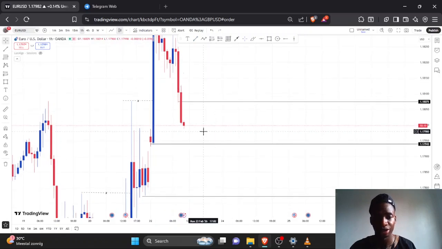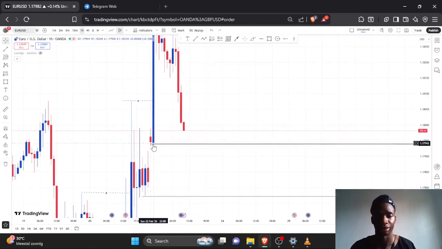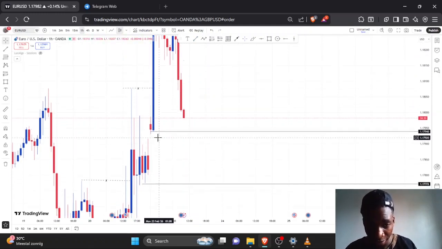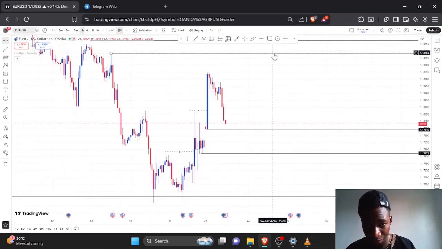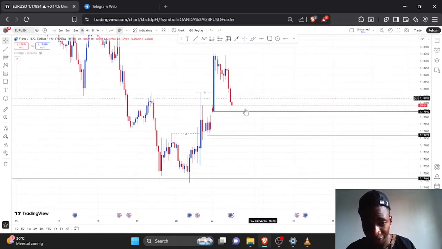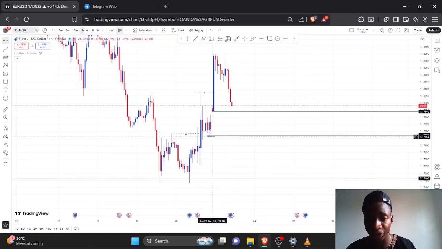EURUSD is also targeting this liquidity point right there. And if it gives a reaction for this point, buy. If it doesn't give a reaction, keep holding until it gives a reaction, and then this liquidity going out. Hope you guys understand.